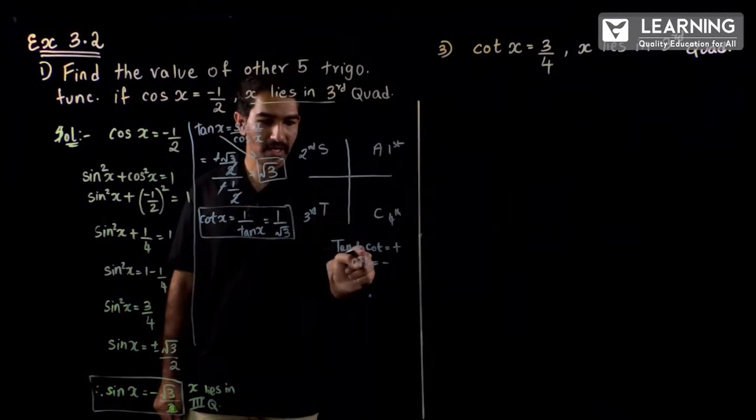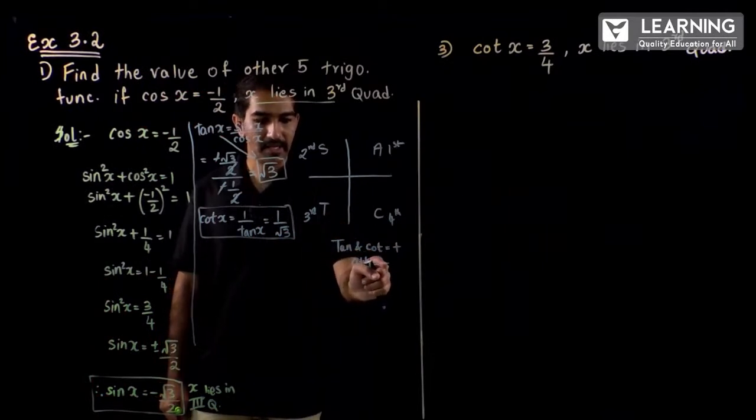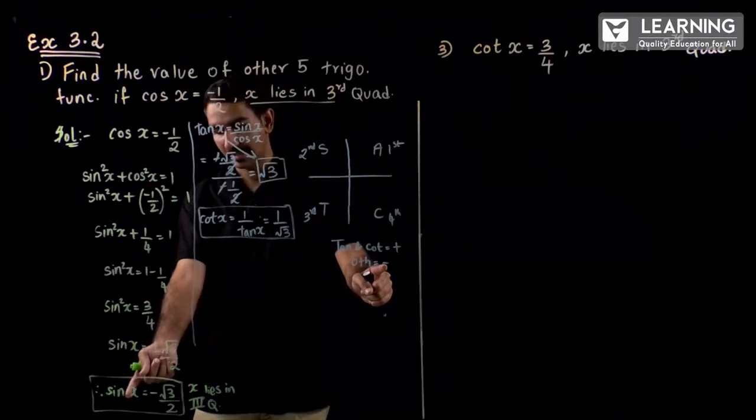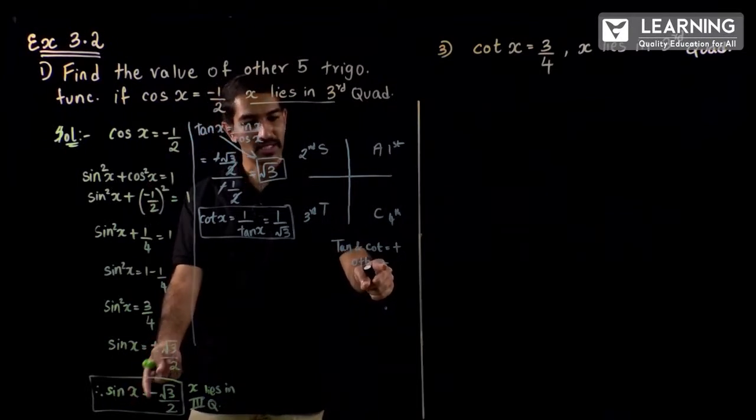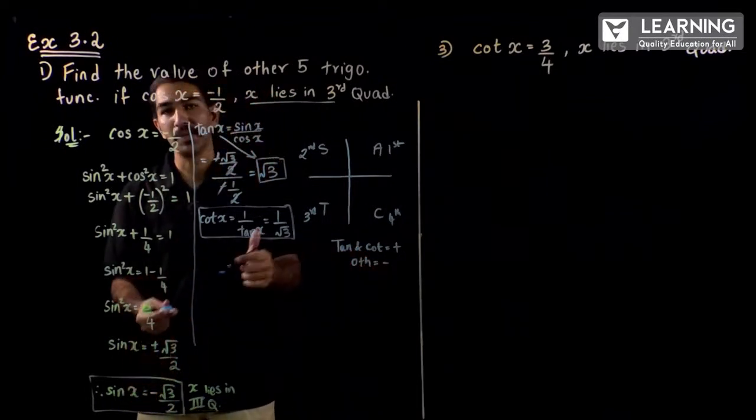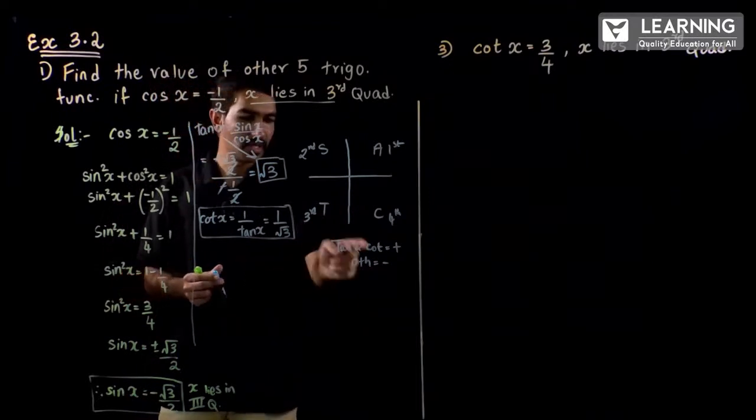And in the third quadrant, tan and cot are positive. Others are negative. So see, cos is negative. Sine is negative. Now we have to find out secant as well as cosecant. They also must be negative. Correct? Because in the third quadrant, others are negative.